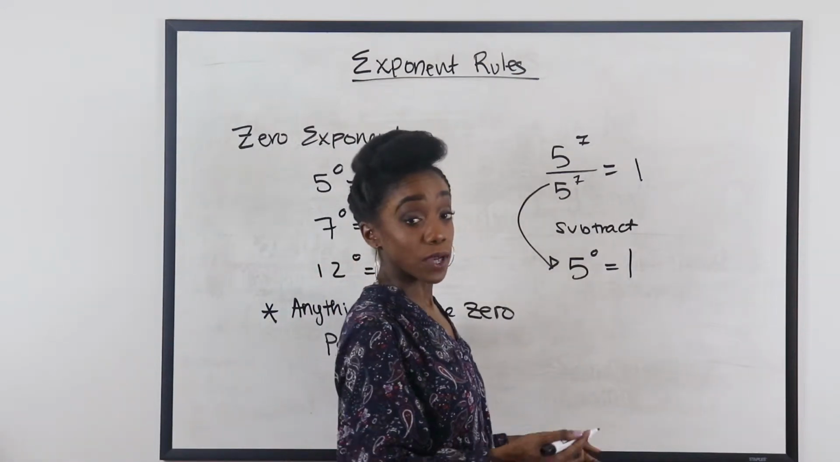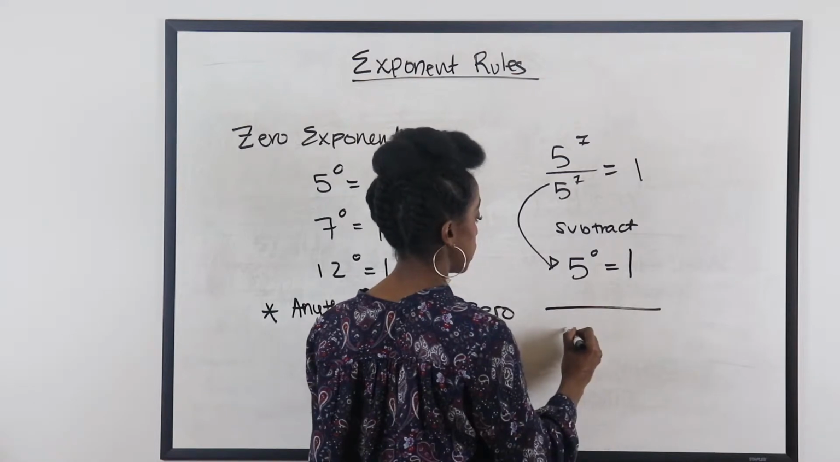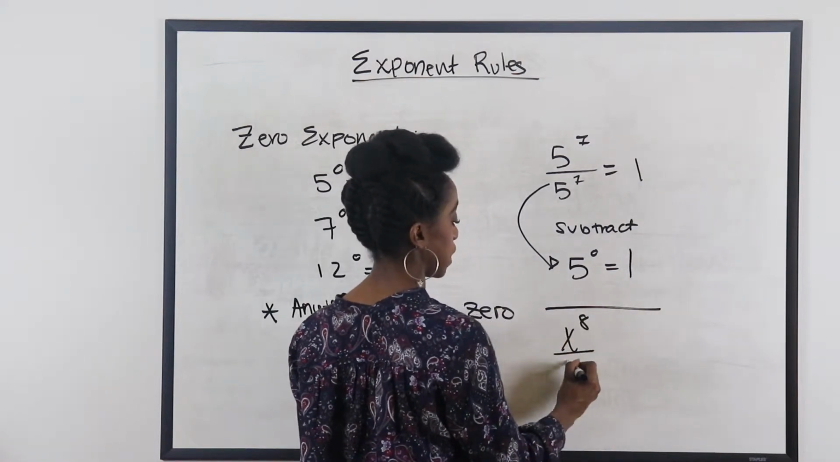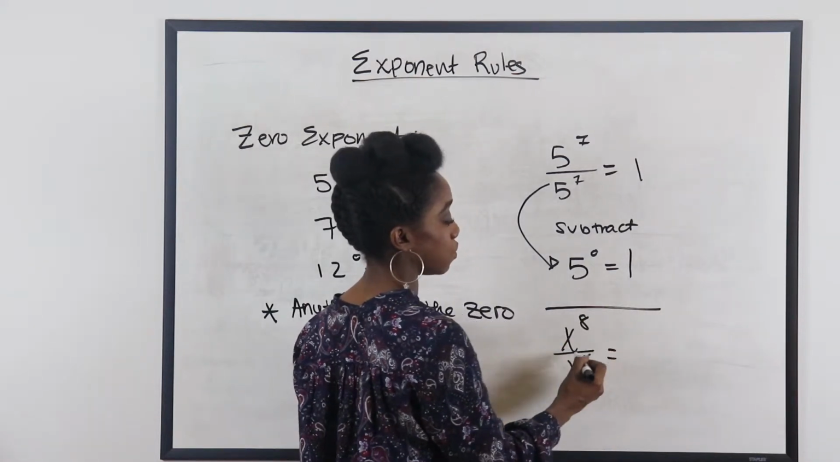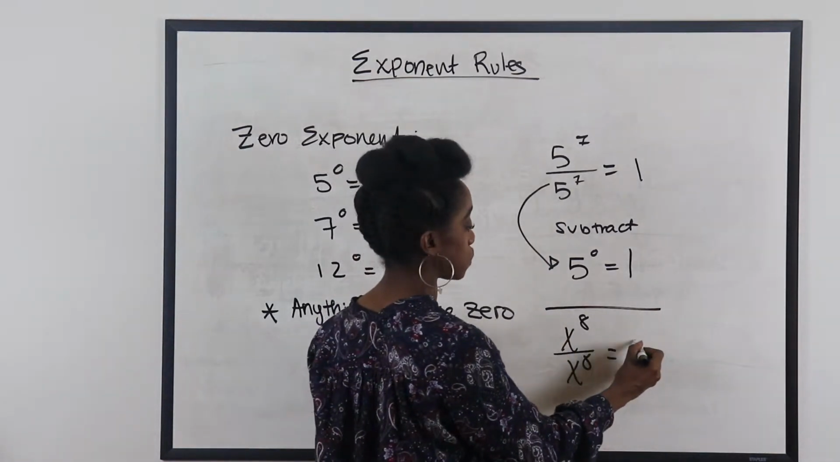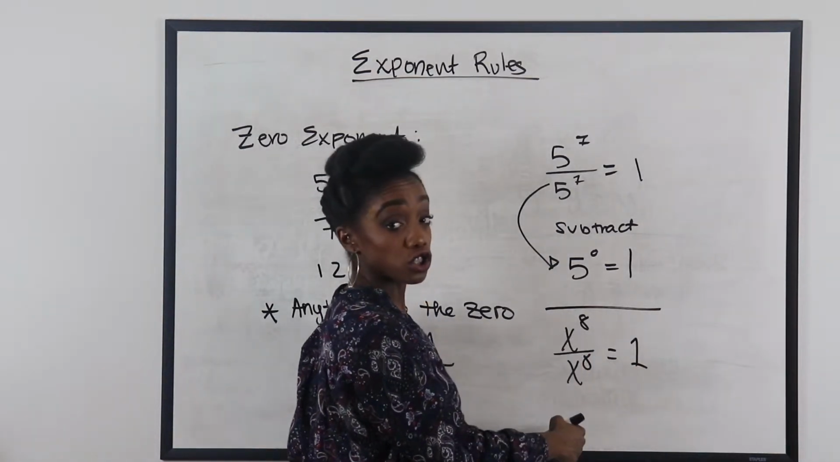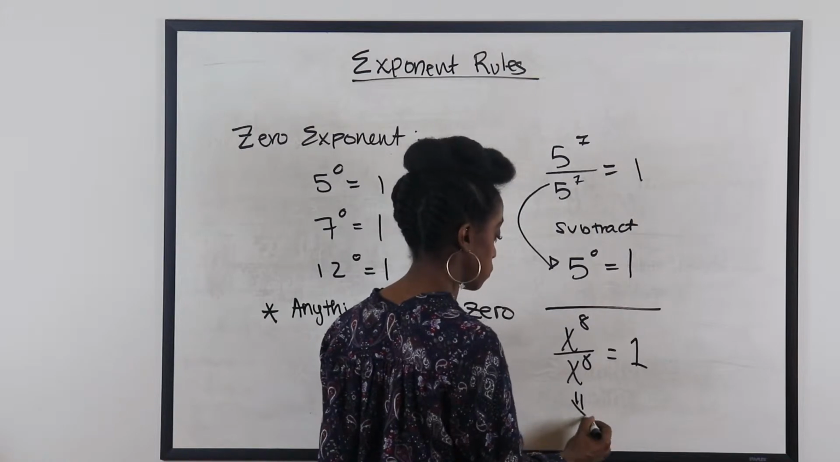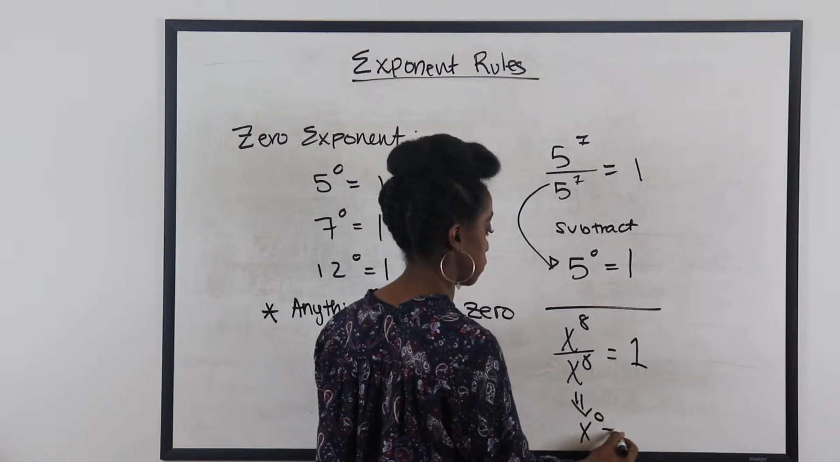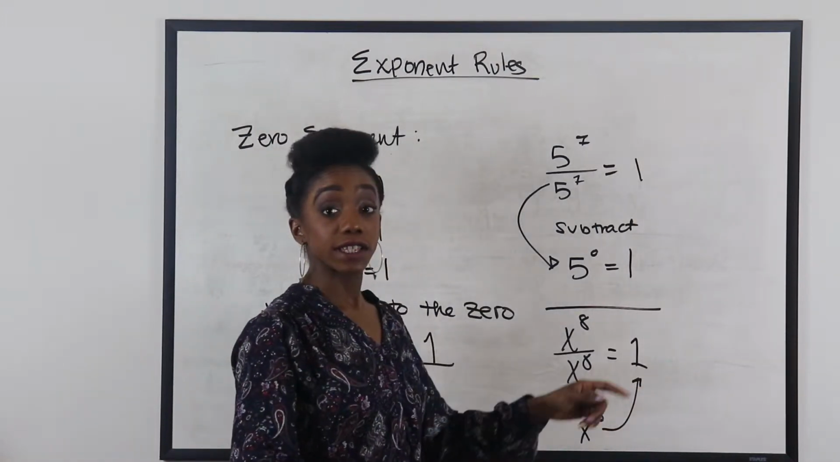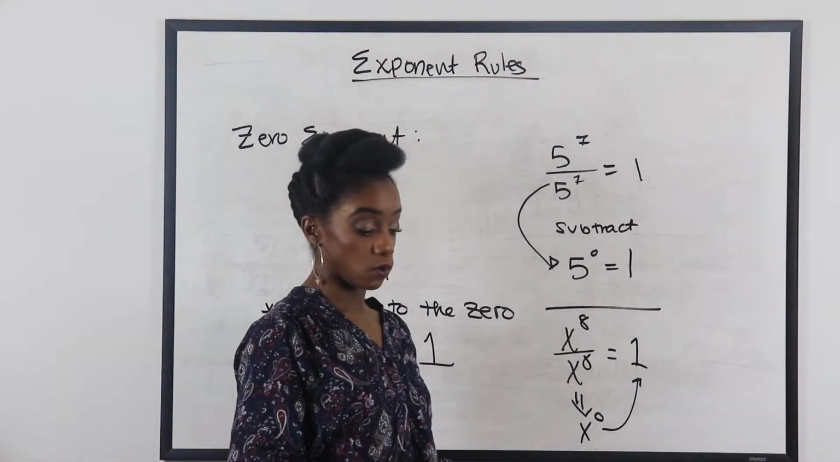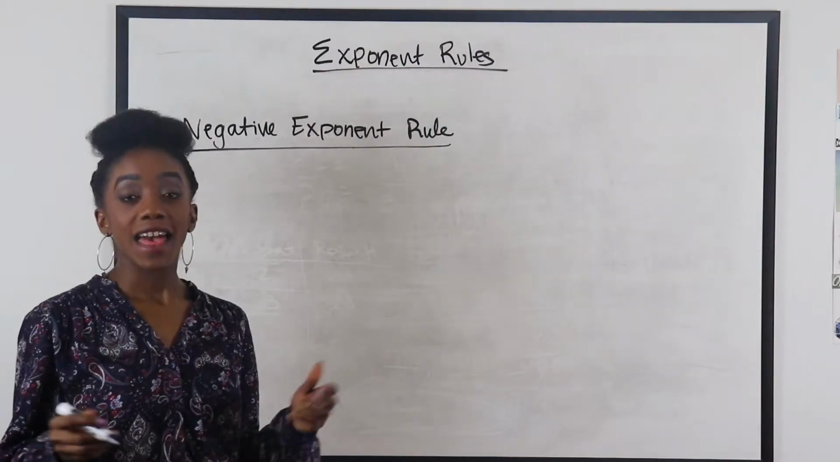The same thing will apply with any other number. X to the 8th divided by x to the 8th: we know dividing by itself equals 1. Using the quotient rule, it equals x to the 0. So anything to the 0 power will always give you 1.